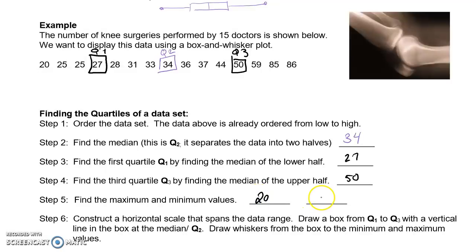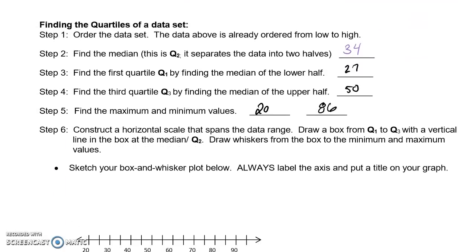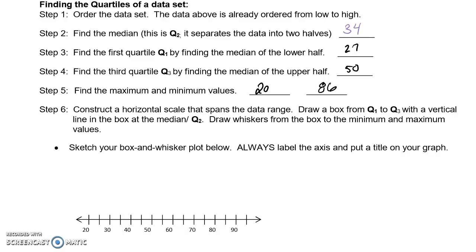So I'm going to list those just so we have them all listed. Finally, constructing the actual box and whisker. And this is not always going to be provided for you. We might provide a horizontal line for you, but the key is you want to sketch this below, but you have to label the axis, putting a title on your graph. So we'll do the title later, but the labeling of the axis is the 20, 30, 40, 60, all the way up to 90 in this case. You have to figure out where to do that.